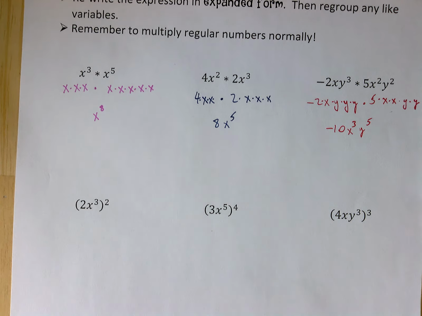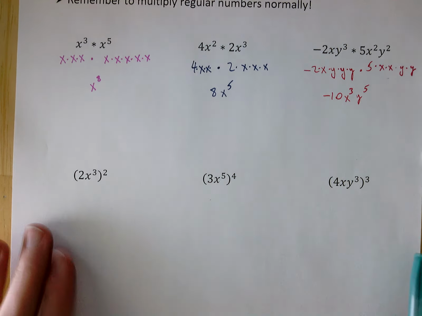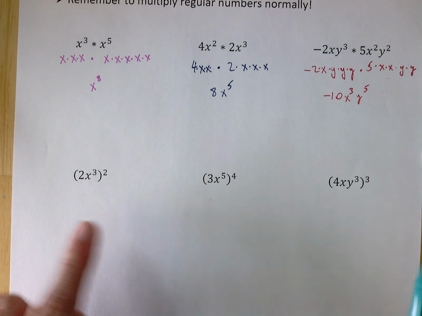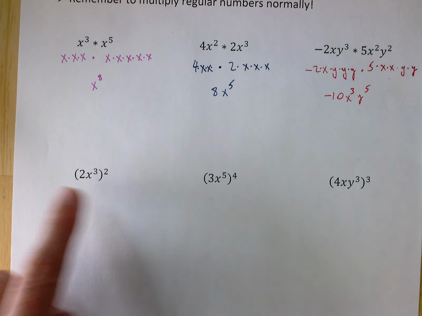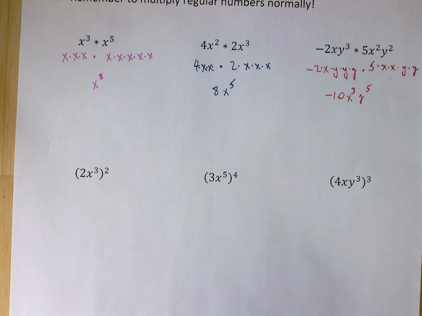Okay, so there we go. That's our simplified expression. Not too bad. All right, so now let's take a look at these ones. These are a little bit different, because now we've got the parentheses with another exponent. So it's like we've got a thing with an exponent and it's raised to an exponent. Let's break this down.